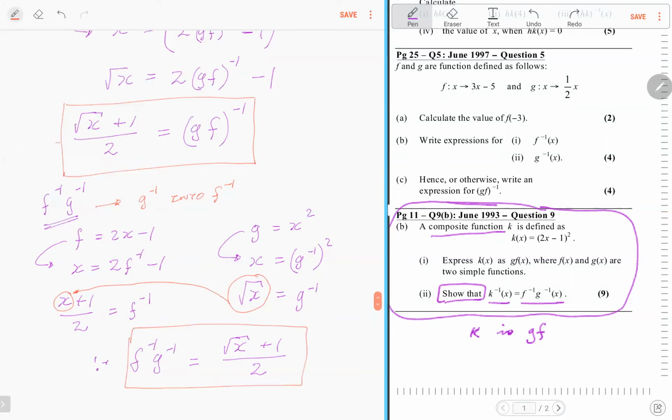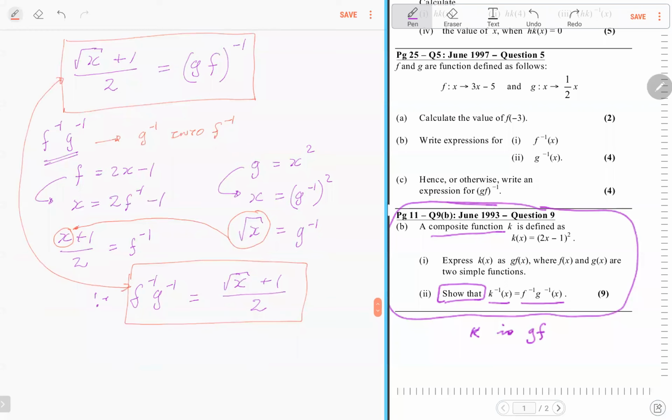And then if we compare these two things now, compare them, see that they're the same. And so I've shown it. We can write our conclusion down here. So therefore, gf all to the minus 1 is equal to f to the minus 1 of g to the minus 1, which actually is the square root of x plus 1 over 2.